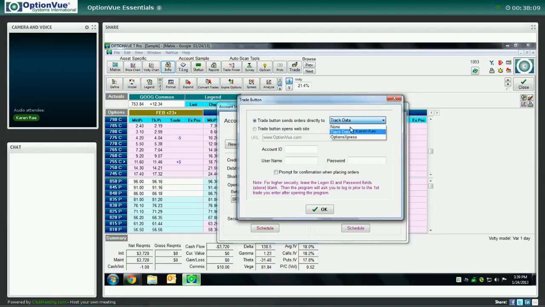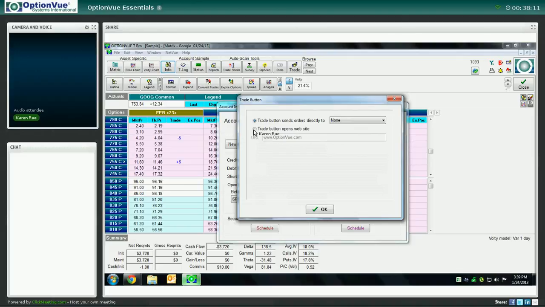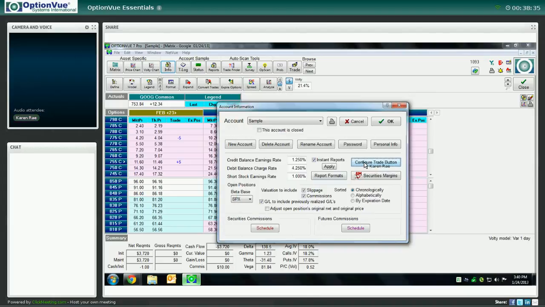And then if you don't have either one of those, you would say none, but you could still have the trade button open a website, say Thinkorswim. You would just type www.whatever it is, thinkorswim.com or interactivebrokers.com here, and that's going to save you a step. So this is very important in the info button to set this up. And it's right here, Configure Trade button, because I'm going to show you then what to do next.